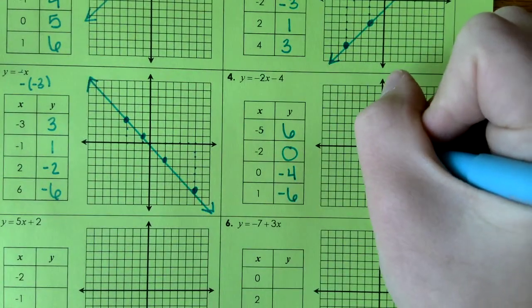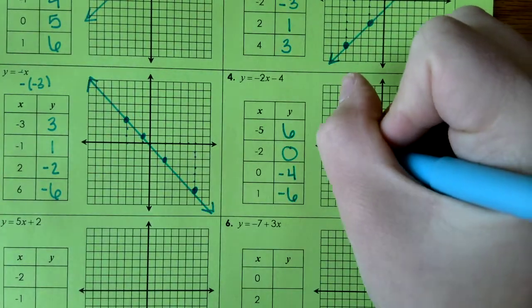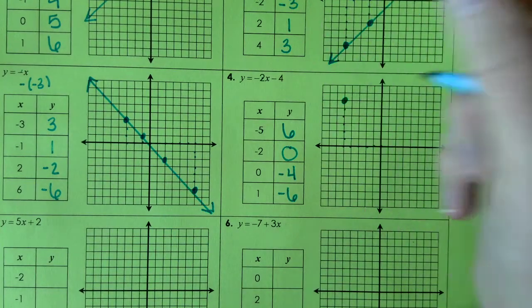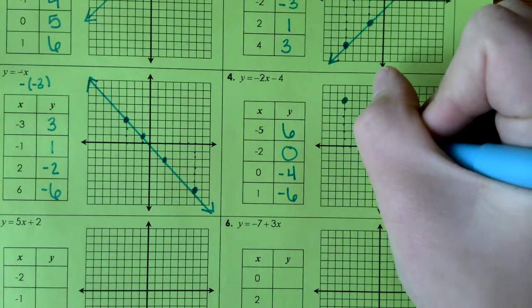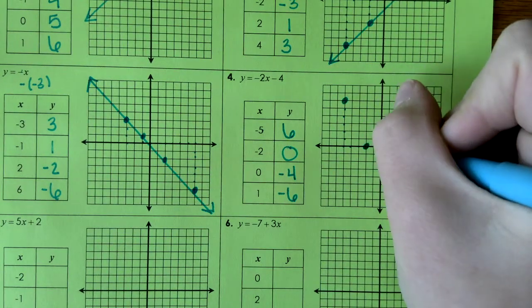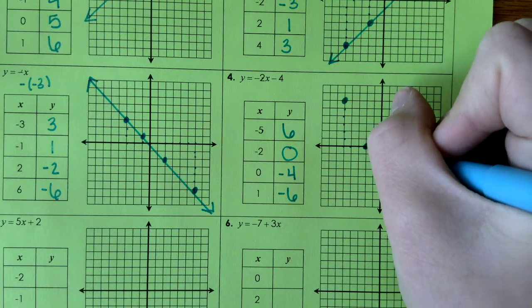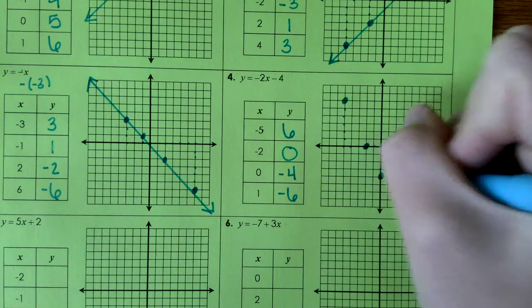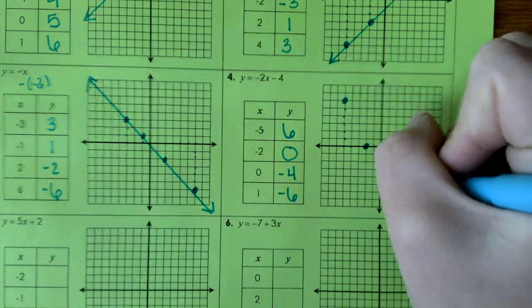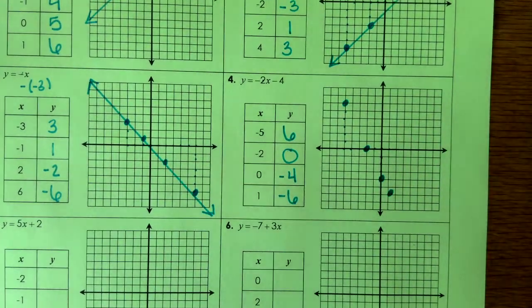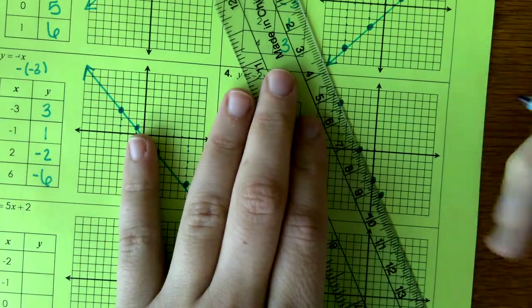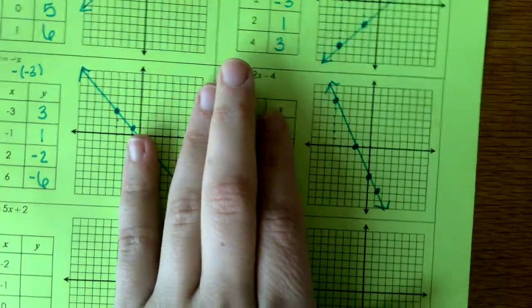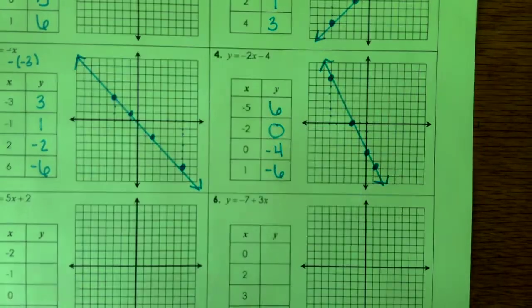So I'm going to go backwards 1, 2, 3, 4, 5, and then up 1, 2, 3, 4, 5, 6. Then go backwards 2, and don't move up or down at all. Then I'm not going to move left or right, but I'm going to move down 1, 2, 3, 4. And then I'm going to go forward 1 and then down 6. Okay, I'm going to connect my dots with my ruler and make sure you put arrows at the ends of your lines. And there is that one.